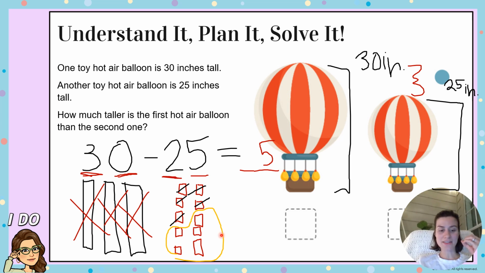And guess what my answer is? 5 ones. 0 tens and 5 ones. 30 minus 25 equals 5. 5 what? How much taller is the first hot air balloon than the second one?